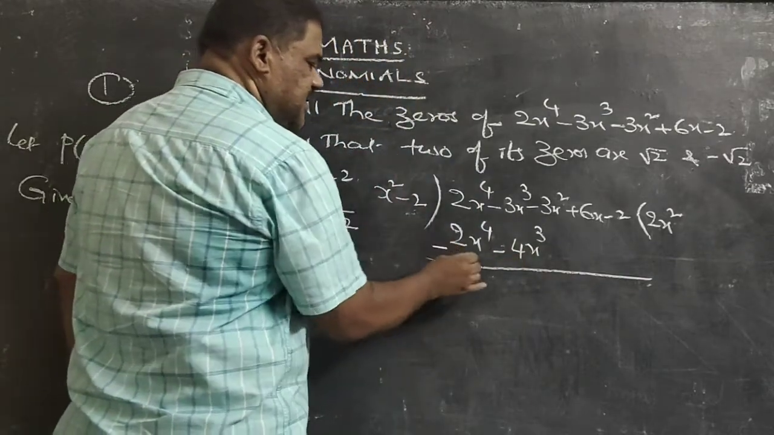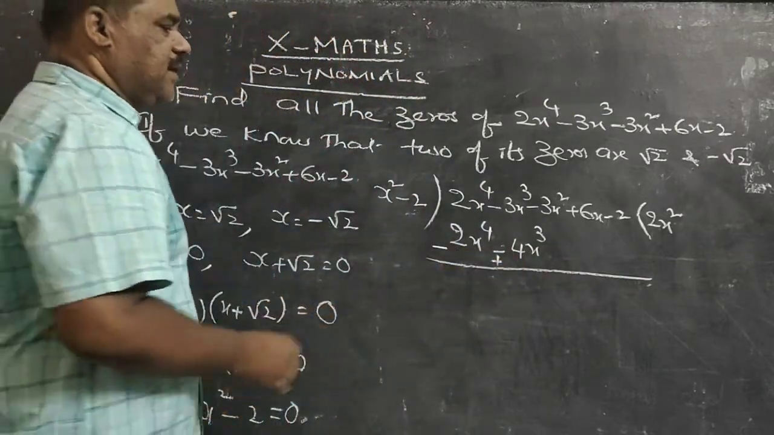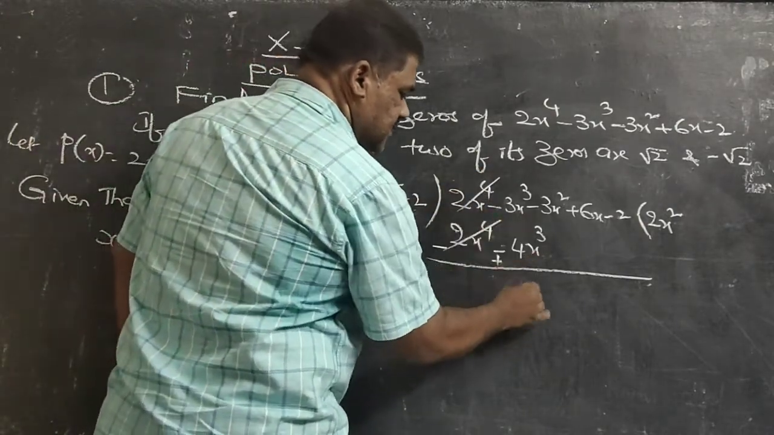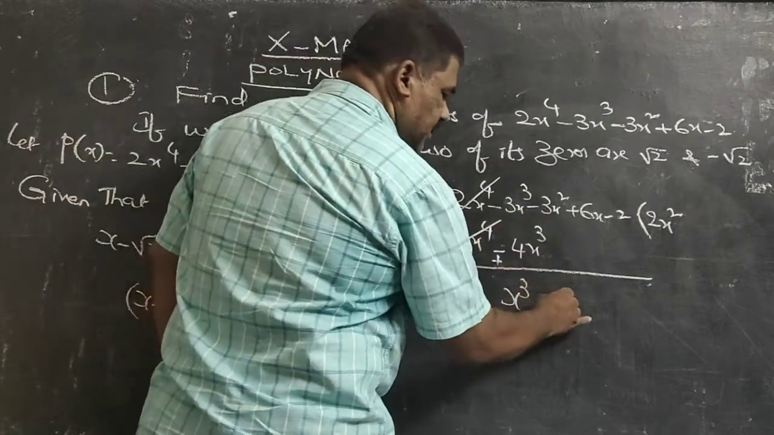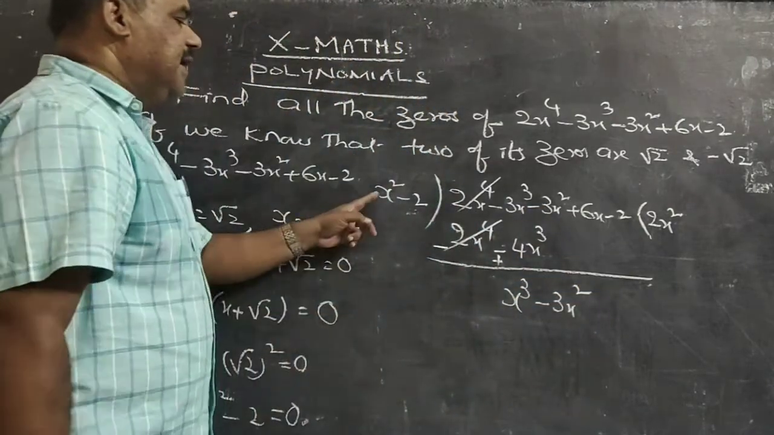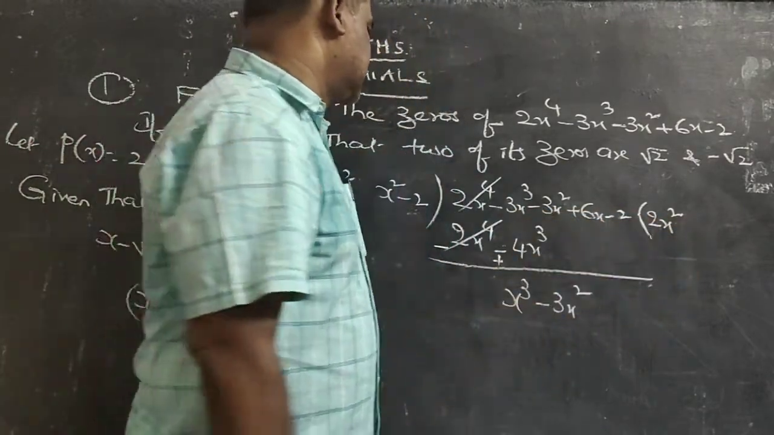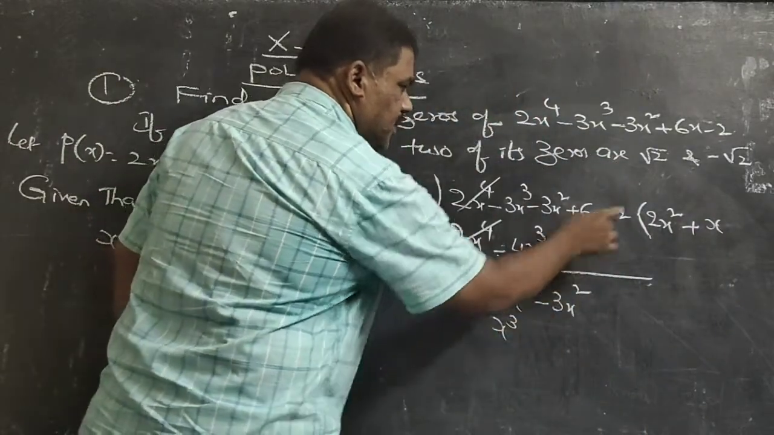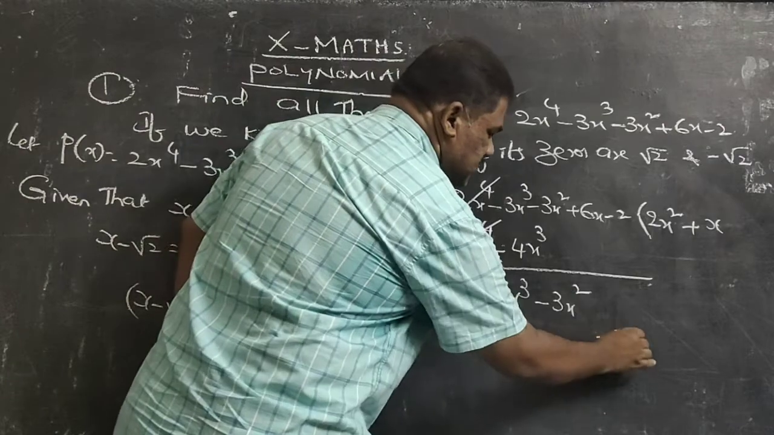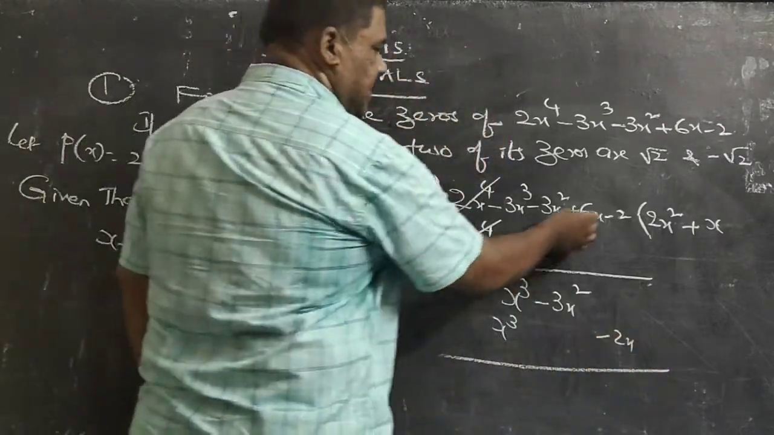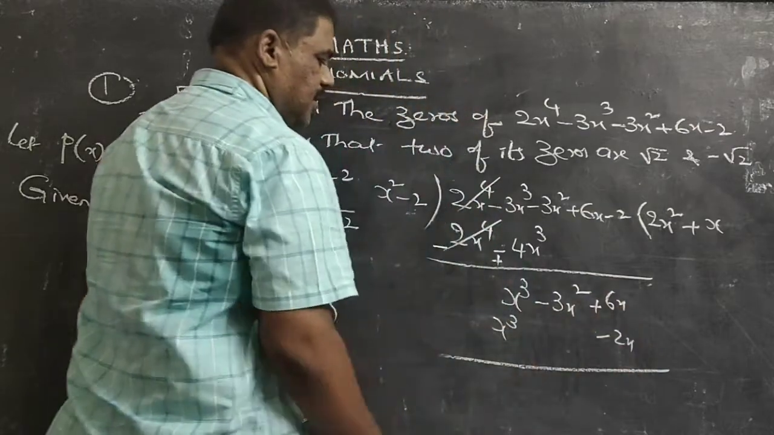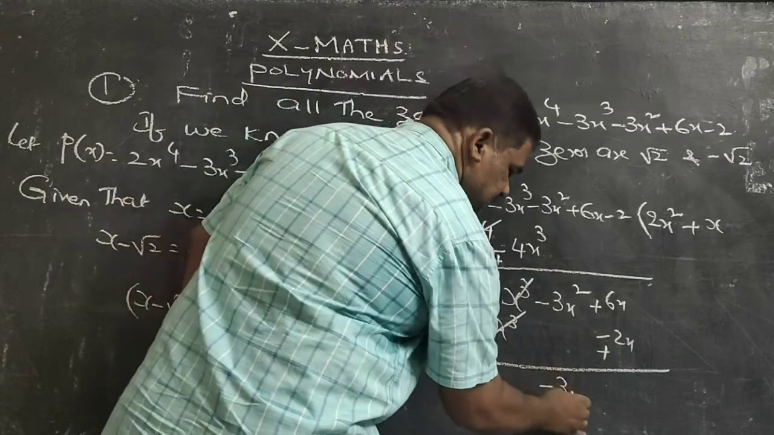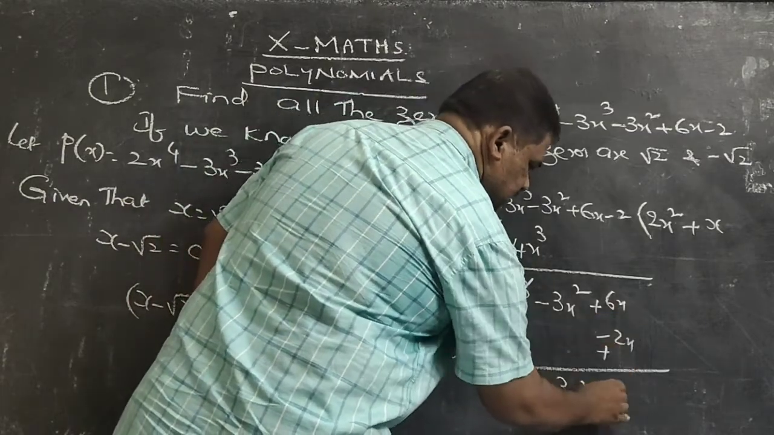While subtracting, we will change the sign. Minus will become plus, plus will become minus. These two you can cancel. Plus 4x cube minus 3x cube is x cube. Next term is minus 3x square. x square into how much is equal to x cube? x square into x. So x into x square is x cube. x into minus 2 is minus 2x. So here next 6x also I am taking. This is minus 3x square. 6x plus 2x is 8x.